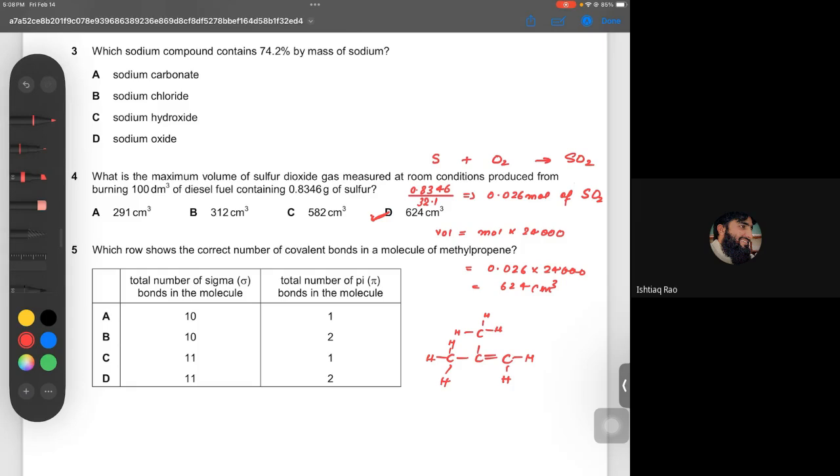So if you are going to count the single covalent bonds, that would be 1, 2, 3, 4, 5, 6, 1, 2, 3, 4, 5, 6, 7, 8, 9, 10, 11. 11 single bonds. Let me show you this. 1, 2, 3, 4, 5, 6, 7, 8, 9, 10, 11. So C would be your correct answer. Okay.